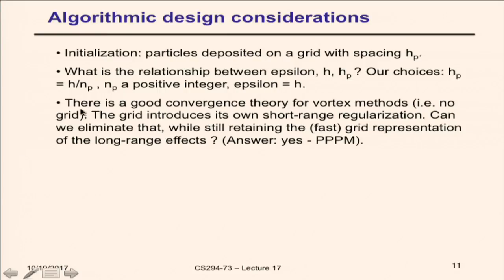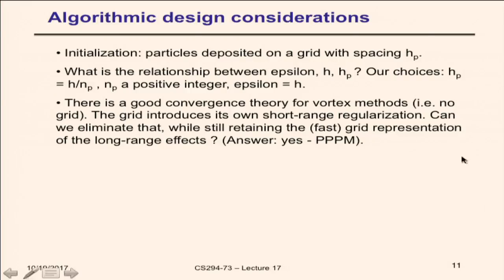Historically, the earliest convergence theory for vortex methods had no regularization and no grid. The grid introduces its own short-range regularization in addition to that regularization. However, the good theory also used epsilon, this regularization distance, as being of order a fractional power of h. And that seemed at the time to be required.